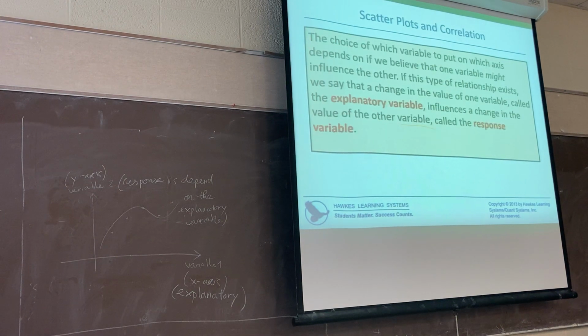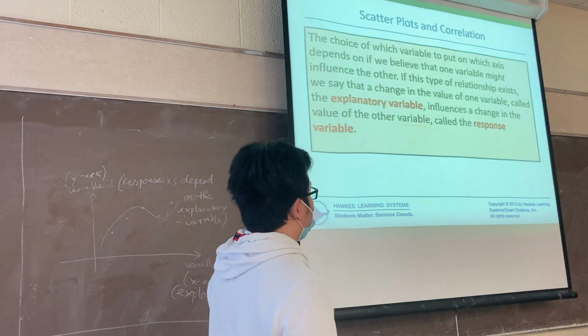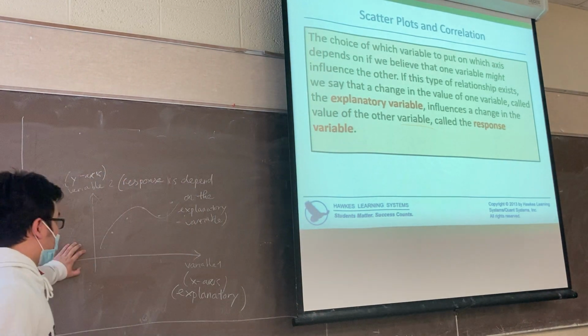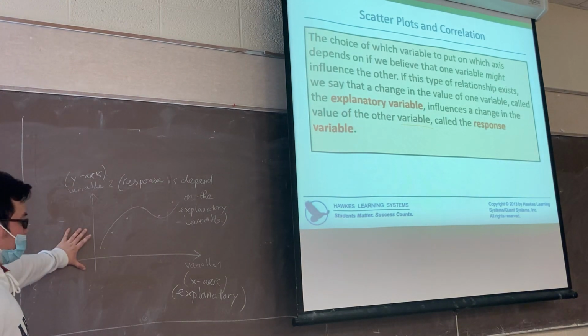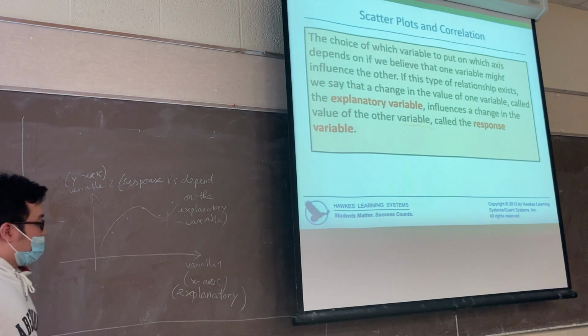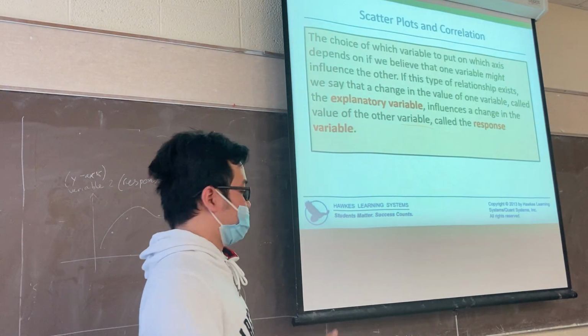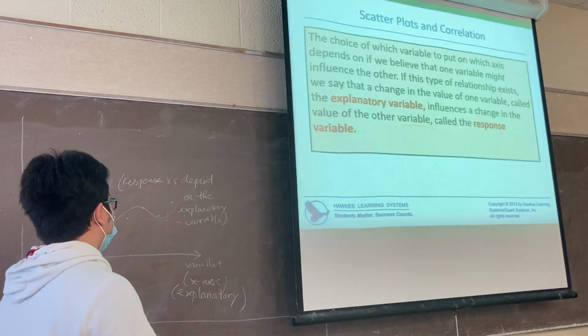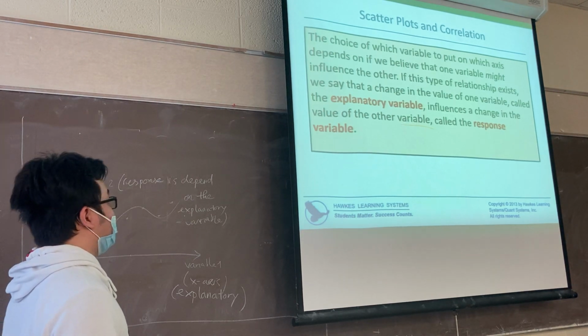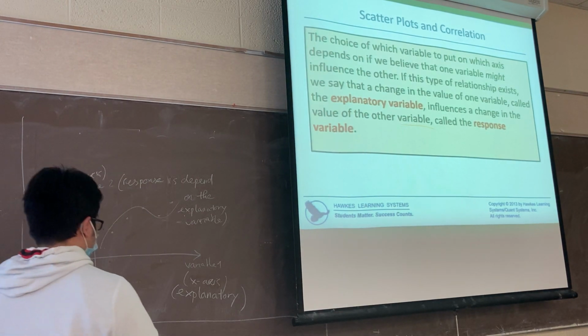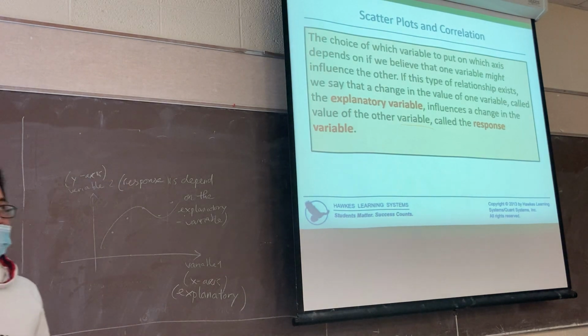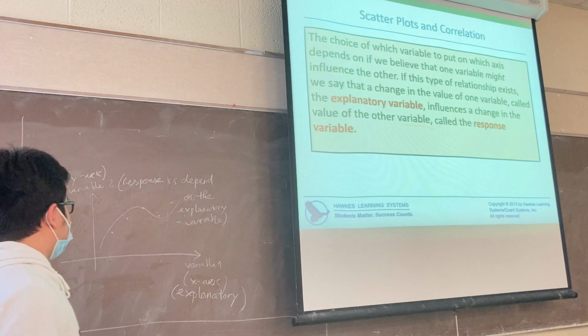So we have two variables here. The explanatory variable influences a change in the value of the variable called the response variable. In this course we just consider the case where the population has just two variables. Maybe in higher courses you will consider two or more variables, maybe three, maybe four. But in this course we just focus on a population having two variables, so it's easy to consider.